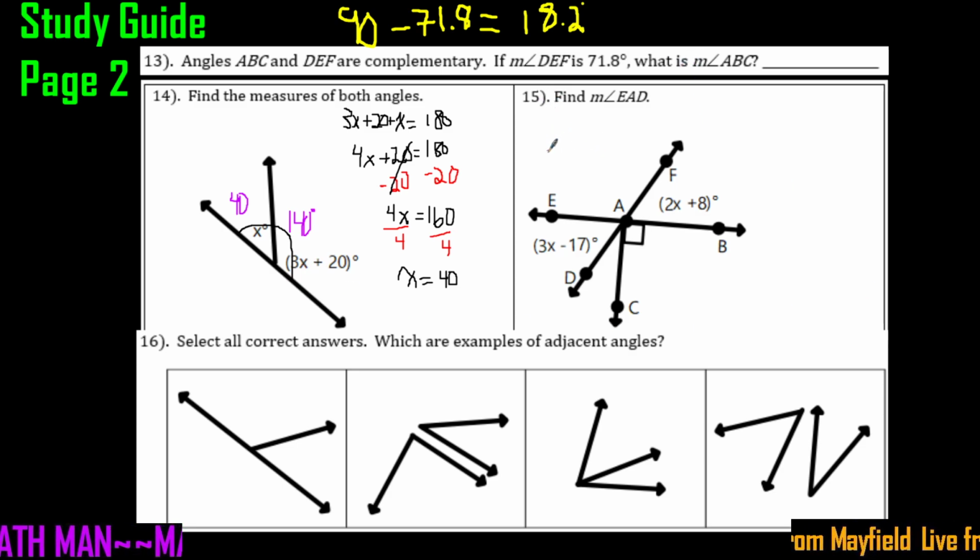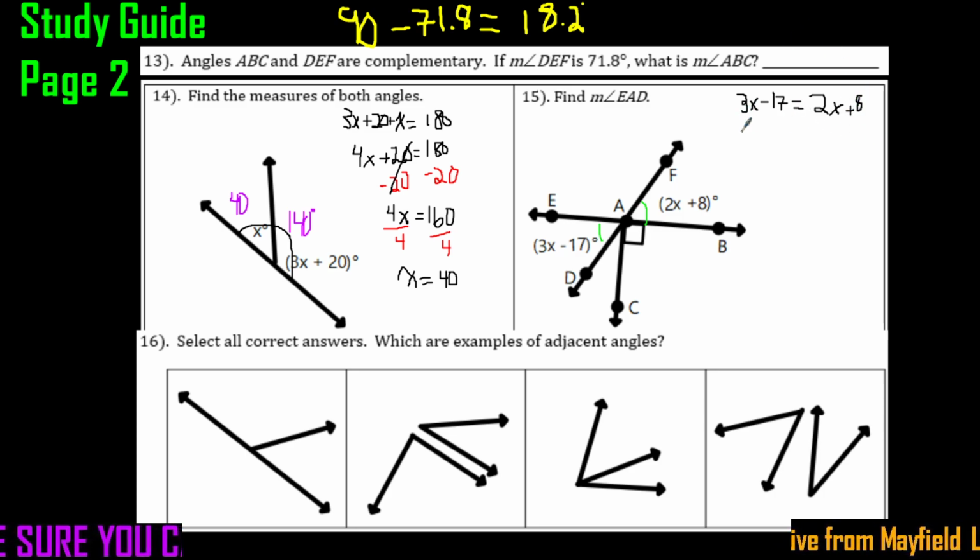For number 15, similar idea. However, we're going to say that since these two angles are vertical angles of each other, that means they are the same. So I can set up an equation like this. I can say on the left I have 3x minus 17. And then on the right I can have the other angle because they are equal to each other. So I can have this equals 2x plus 8.